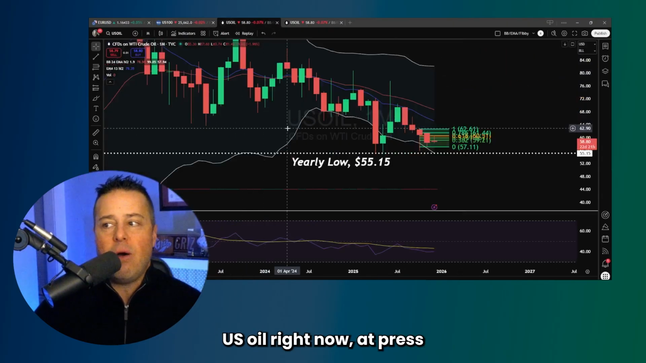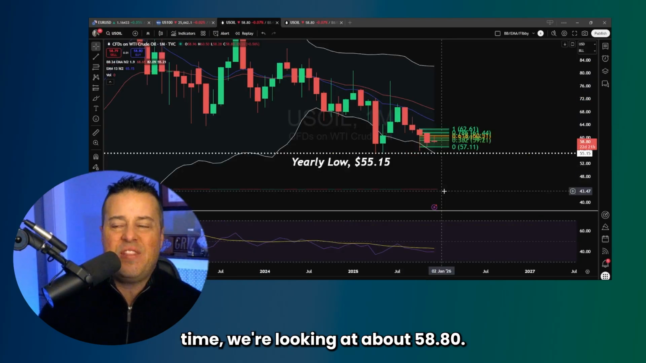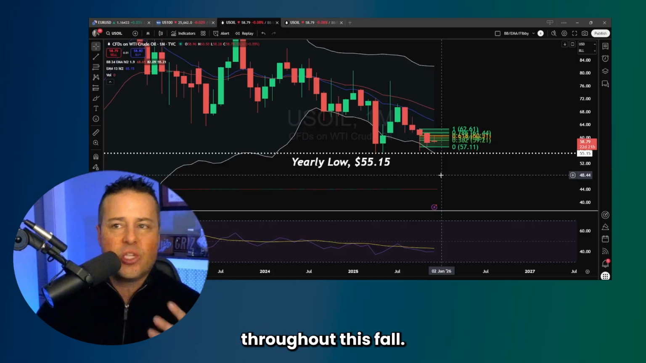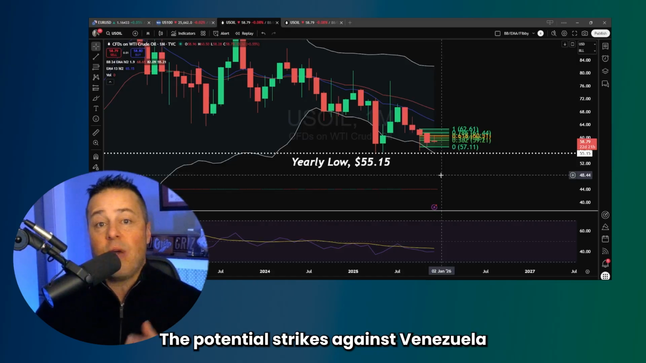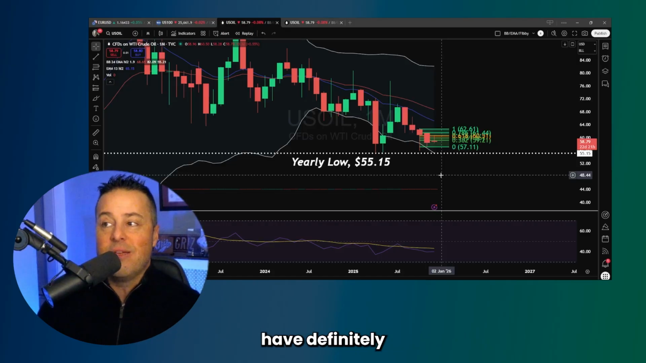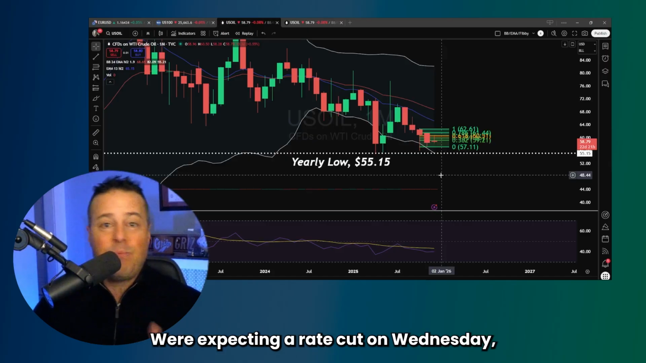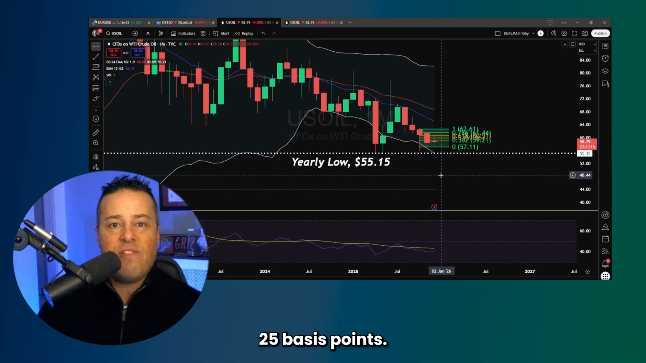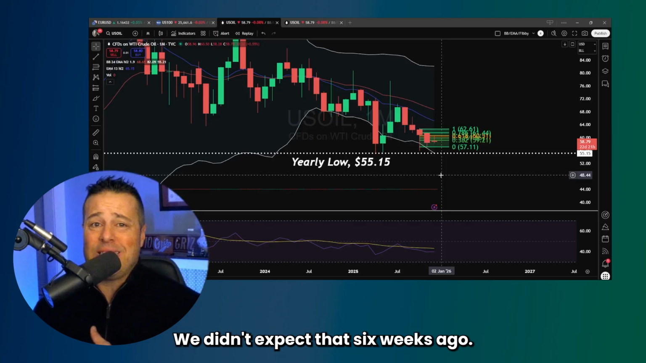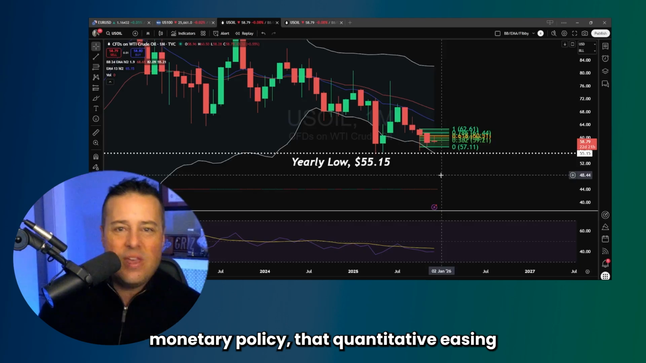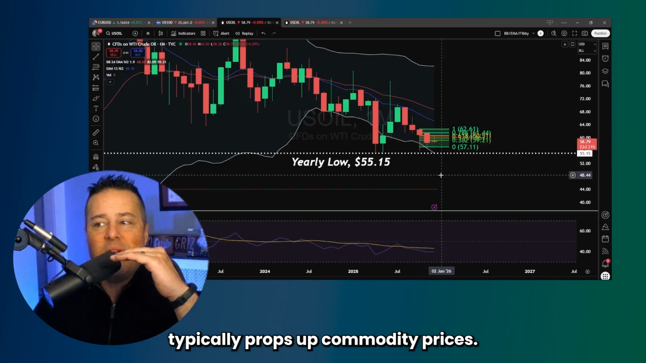US oil right now at press time, we're looking at about 58.80. Interesting dynamic here. I've been one of the crude oil bears throughout this fall. The potential strikes against Venezuela have definitely propped this market up, as have rate cuts from the Fed. We're expecting a rate cut on Wednesday, 25 basis points. We didn't expect that six weeks ago. Now that lax monetary policy, that quantitative easing, typically props up commodity prices. U.S.